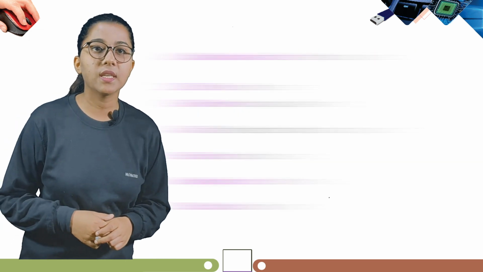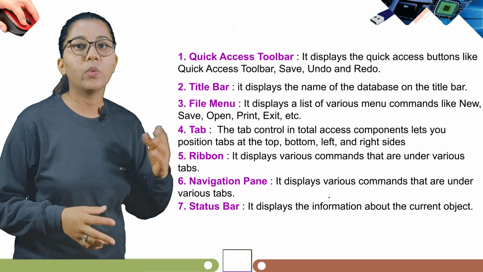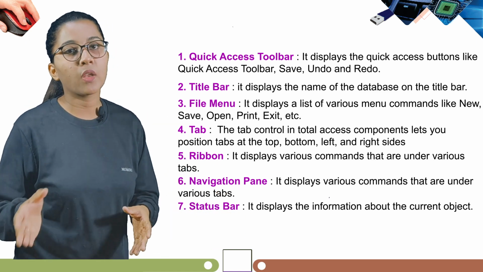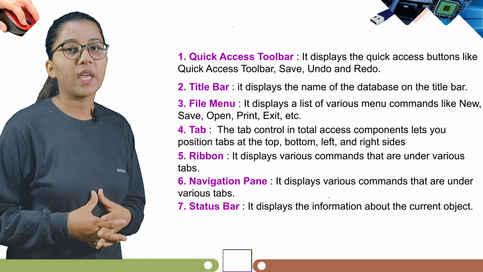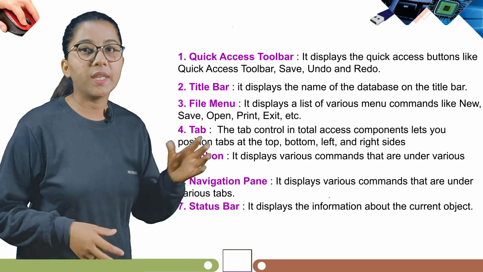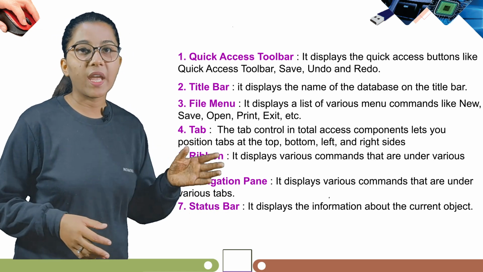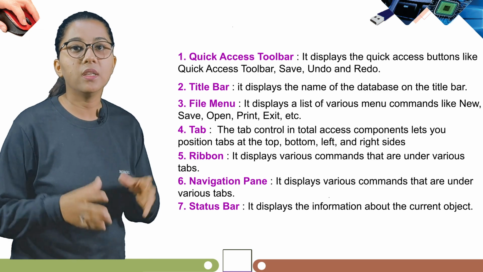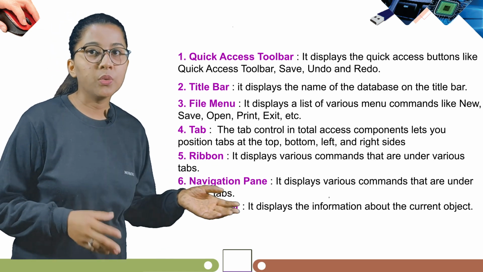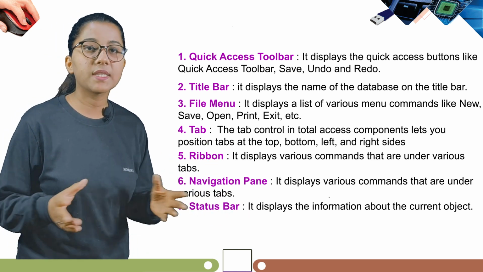First is the quick access toolbar. It displays quick access buttons like save, undo and redo. Then we have the title bar. It displays the name of the database. Then third is the file menu. It displays a list of various menu commands like new, save, open, print, exit, etc.